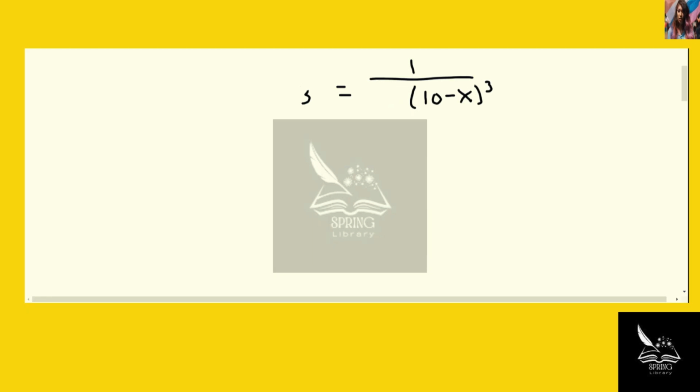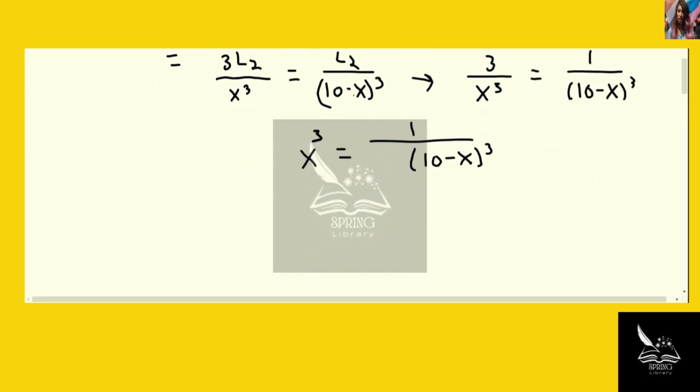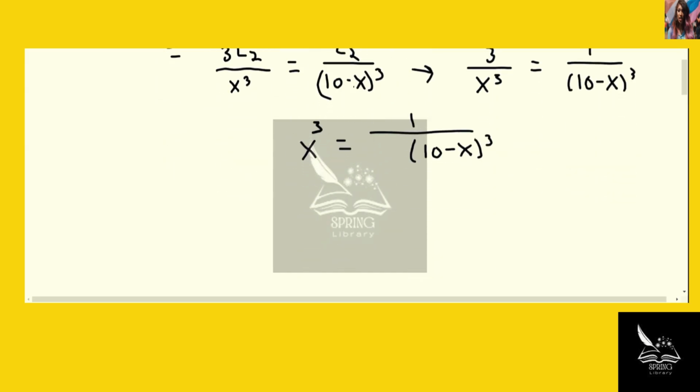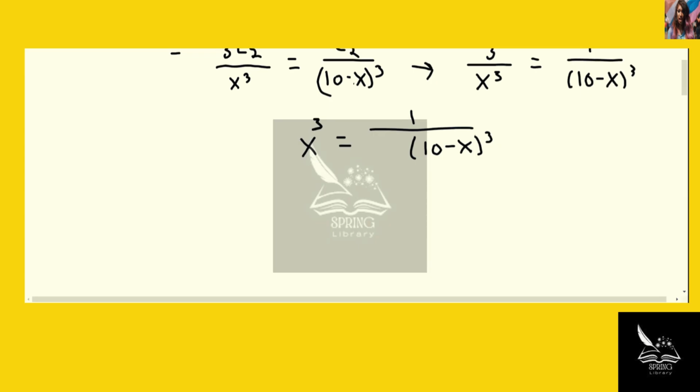Actually, let's go ahead and divide by 3 instead. If we multiply x cubed on both sides and then multiply 10 minus x to the third on both sides, then we'll get an x cubed here and a 3 multiplied by 10 minus x cubed.